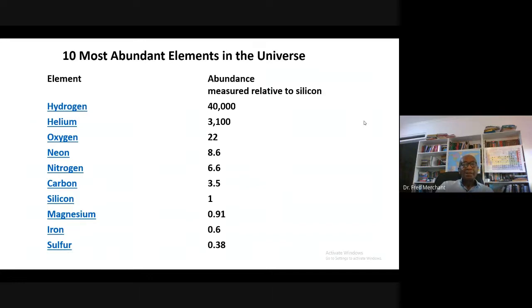The 10 most abundant elements in the universe. Again, this is a reach. And again, we see some of the same elements that we have on Earth. So we know that we are indeed a part of this vast universe, with hydrogen, helium, oxygen, etc. And all of these are the blocks that build us as organisms.